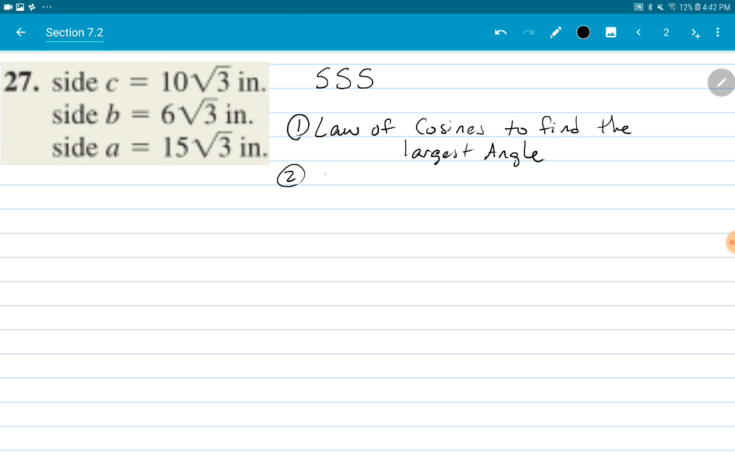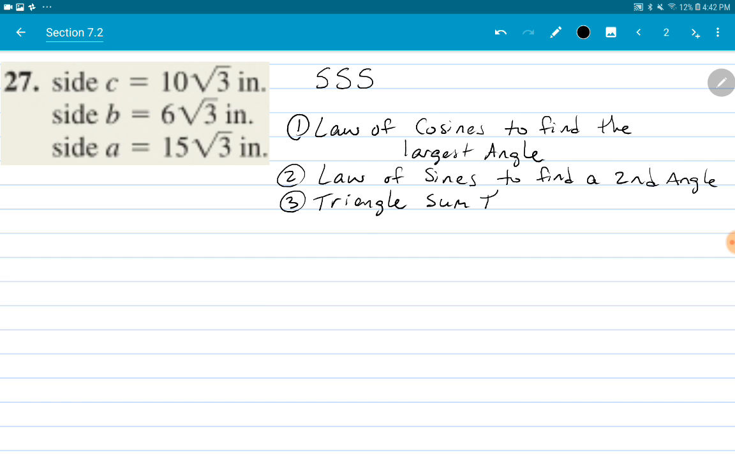And then we can move on to the law of sines to find a second angle. Doesn't matter which one. And then we finish by finding that third angle using the triangle sum theorem.